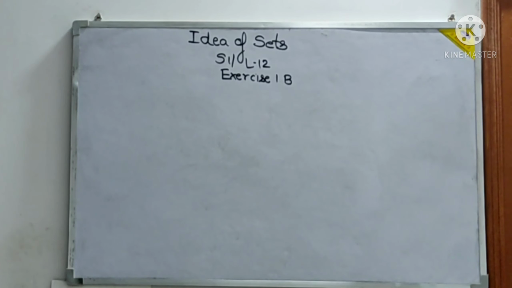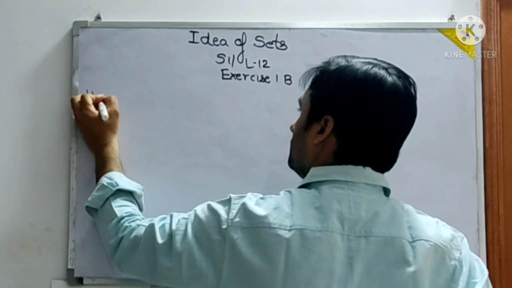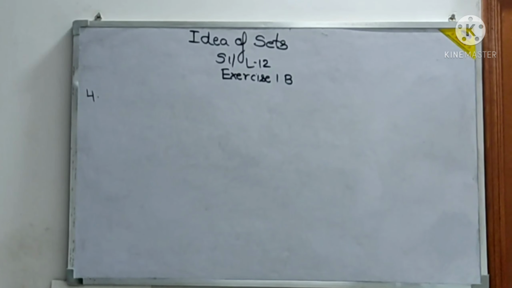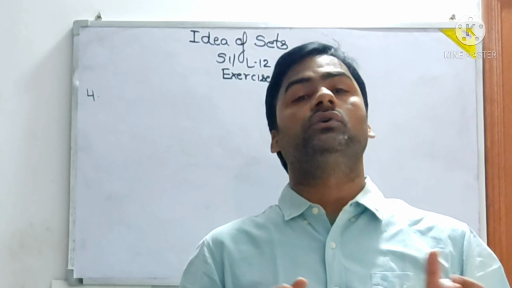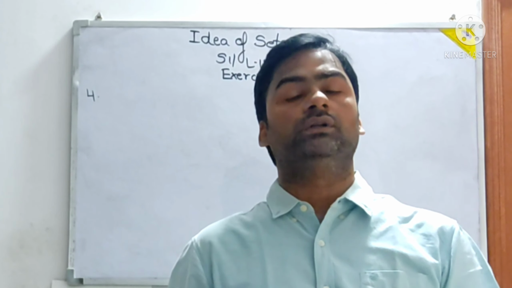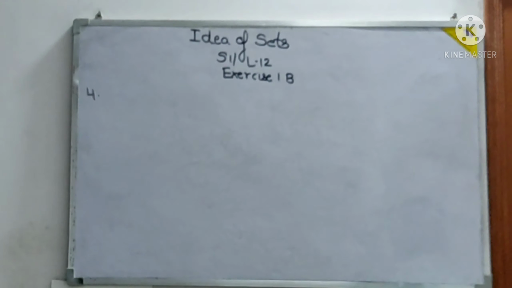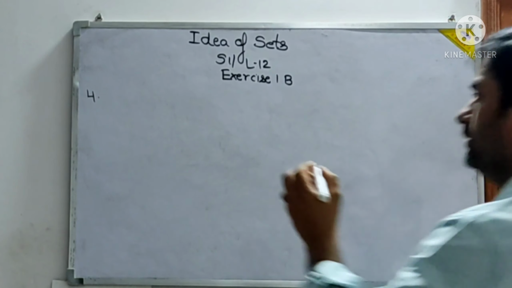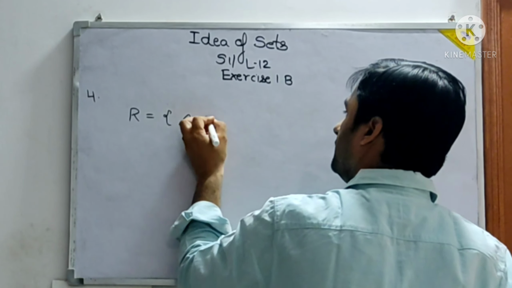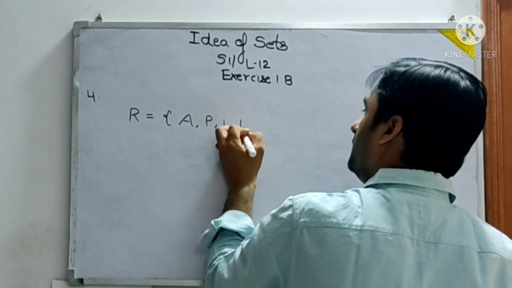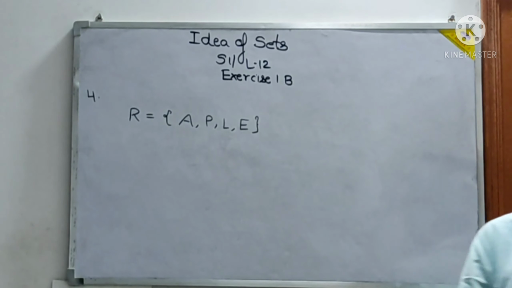And question number 1, 2, 3 I had already done. Now I am taking up question number 4. Question 4 says, let R equal to letters of the word apple. And see children, one more thing. When we are writing some letters of the word, if a letter is repeated more than once, we write it only one time. So if you have to write the letters of the word apple, R will be A, P, L, E.